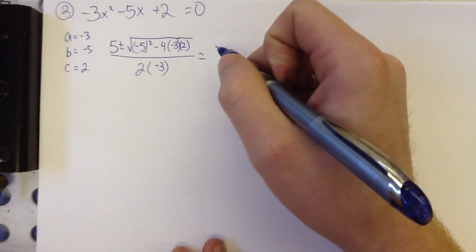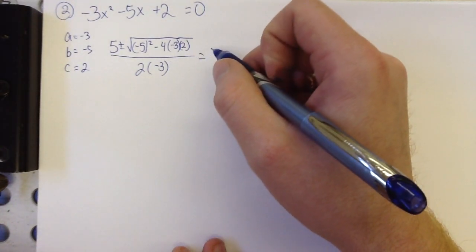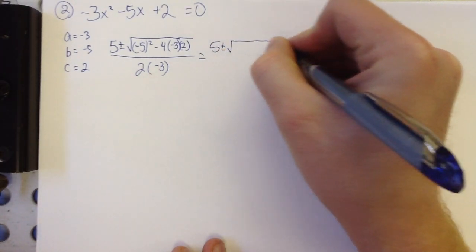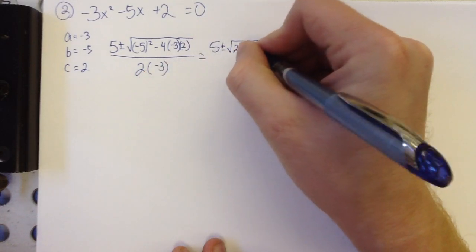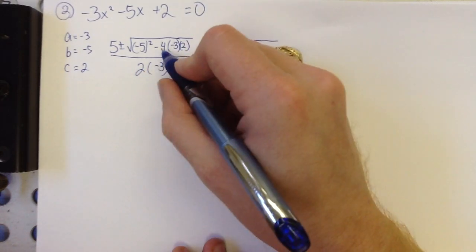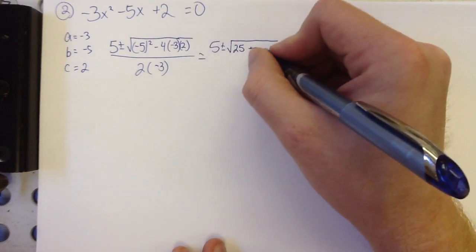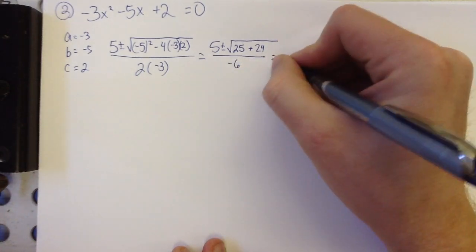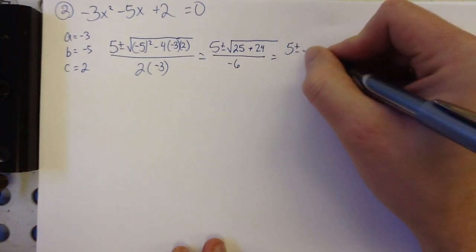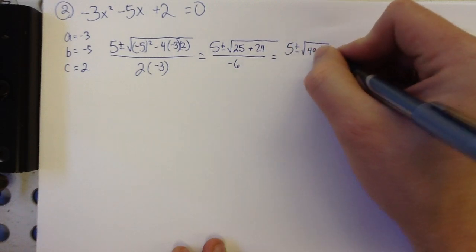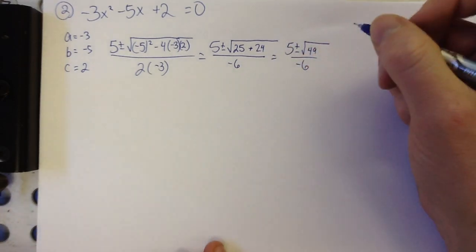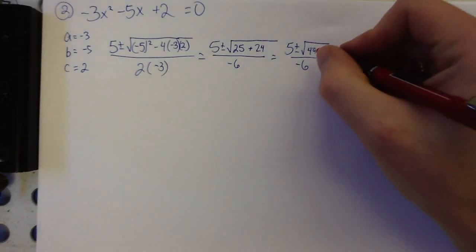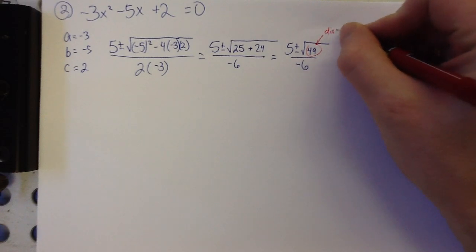Okay, so I'll work it out, and by the time I get to the discriminant, we'll know how many answers we're going to have. So 5 plus or minus the square root. Negative 5 squared is 25. All right, negative 4, negative 3 is positive 12, times 2 is going to be plus 24. All over top of negative 6. So 5 plus or minus the square root of 49. This is shaping up nice. All over negative 6. All right, we have a discriminant. I'm not done solving, but they're going to want the discriminant in the book.